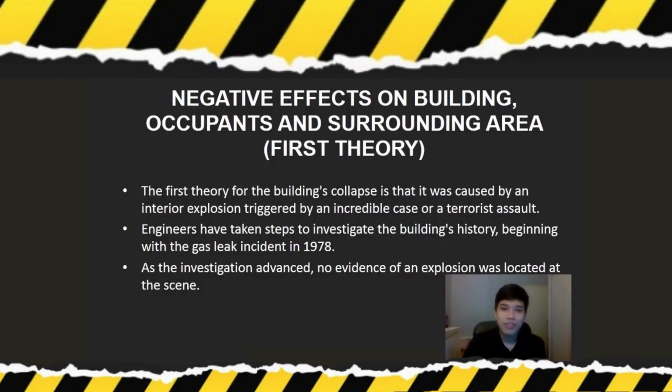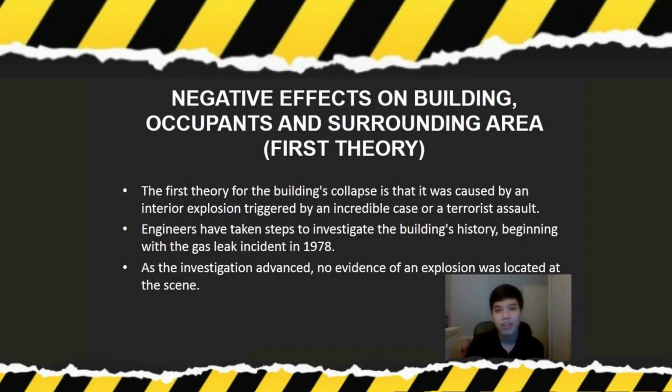Okay, so now let's move on to the negative effects on the building, occupants and surrounding area. In this part, I will tell you what really happened, what the causes of the building's collapse were, and what happened to the occupants and the surrounding area during that tragedy. So let's begin with the first theory.